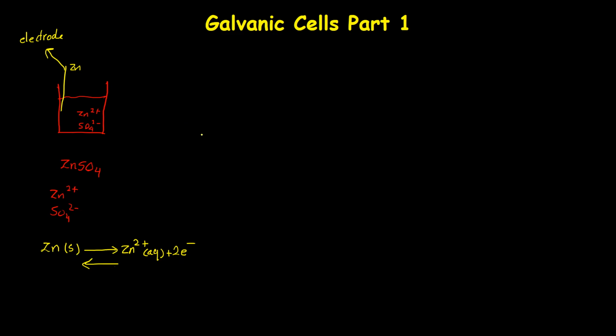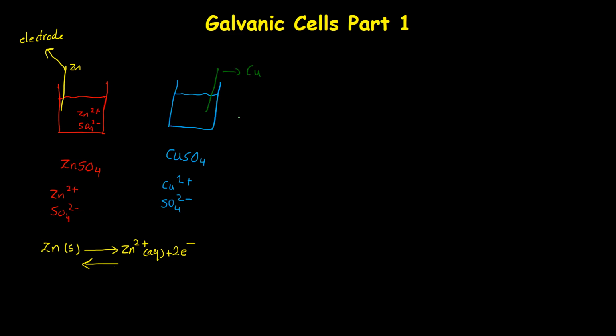And right now, let's say that I have another container. This one again, I have one beaker, and inside this beaker, I put a solution of copper sulfate. So I have ions of Cu2+ and SO4 2-. Then I put one electrode of copper inside. So this one is copper.